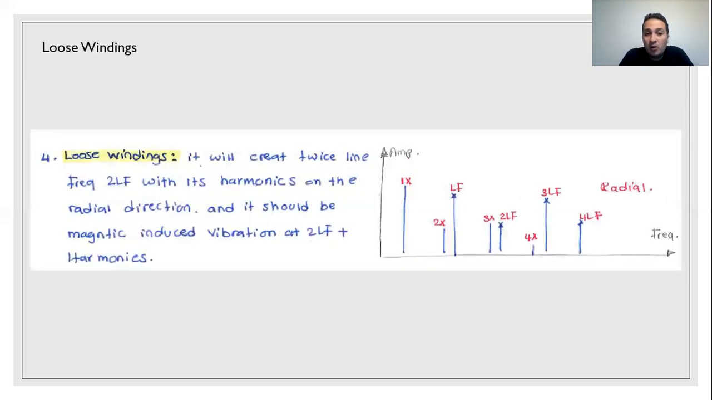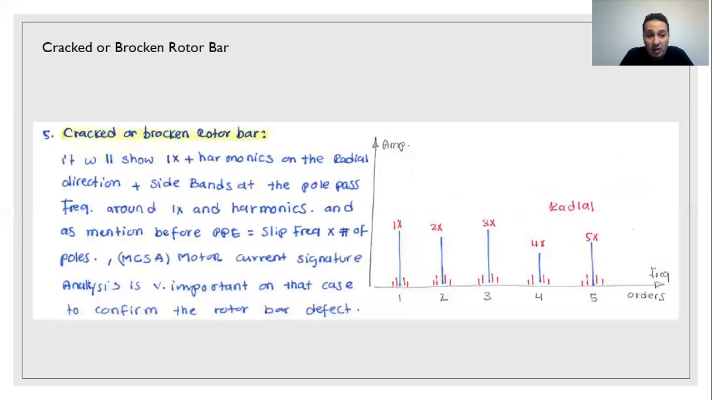The fourth one is the loss in the winding. It will create twice line frequency with harmonics. You will see the twice line frequency with many harmonics. Also, when you have a short in the stator, you might see the twice line frequency with harmonics, and you will see it in the radial direction. It should be magnetically induced vibration at the twice line frequency with these harmonics.